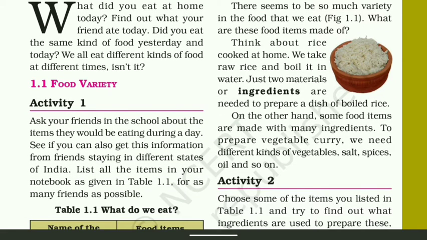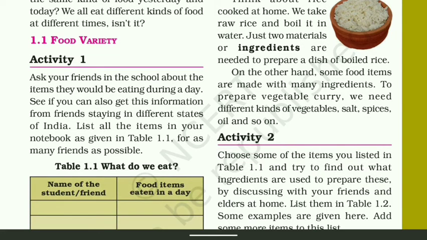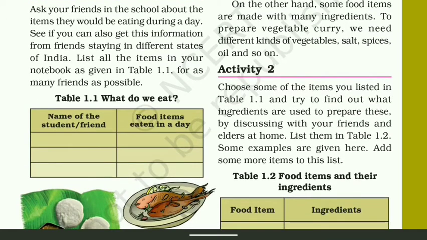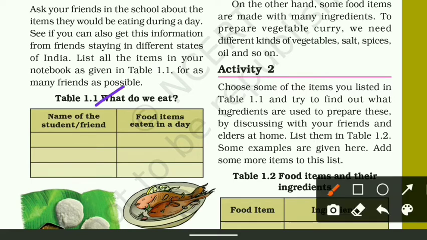Food variety. Activity 1. Ask your friends in the school about the items they would be eating during a day. See if you can also get this information from friends staying in different states of India. List all the items in your notebook as given in Table 1.1 for as many friends as possible. So this is Table 1.1. What do we eat? Name of the student and friends, and food items eaten in a day.